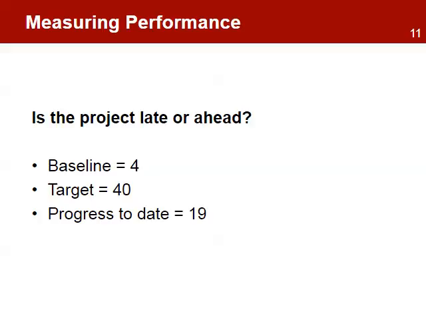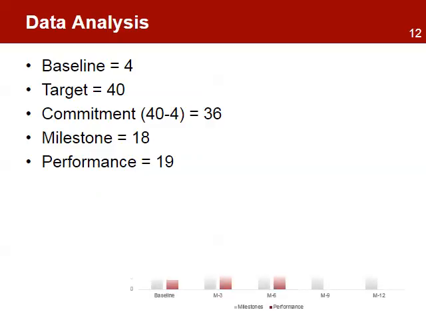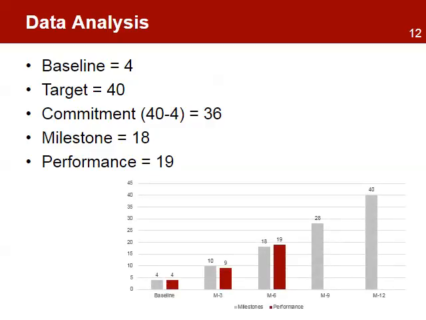Here's an example of a simple method to measure performance. The performance measuring framework. The project's actual commitment is 36 teachers. The project planned to train 18 teachers by the 6th month, which is milestone 6. The data analysis shows that 19 completed the session, making it above the milestone.